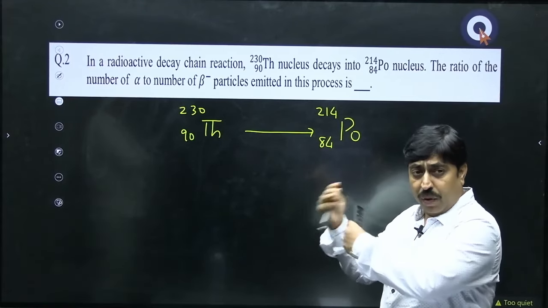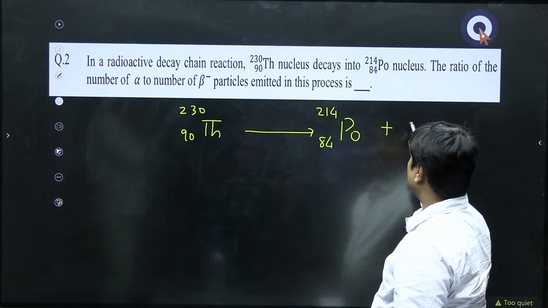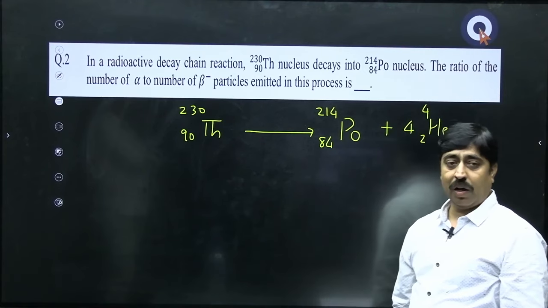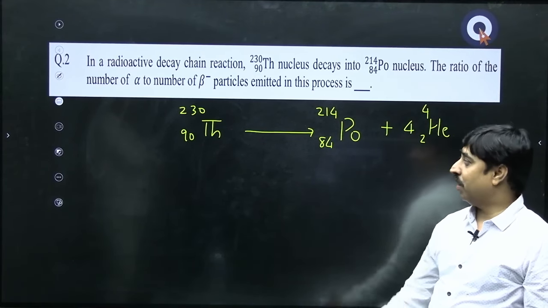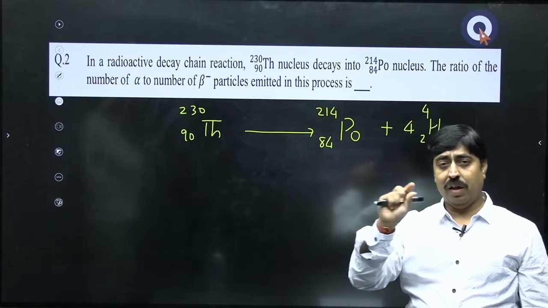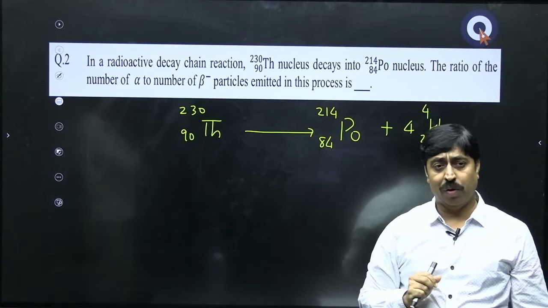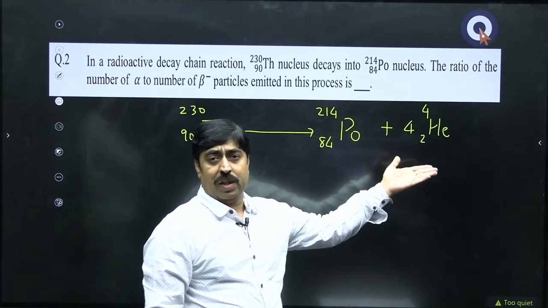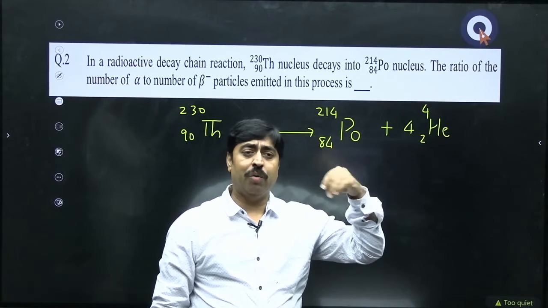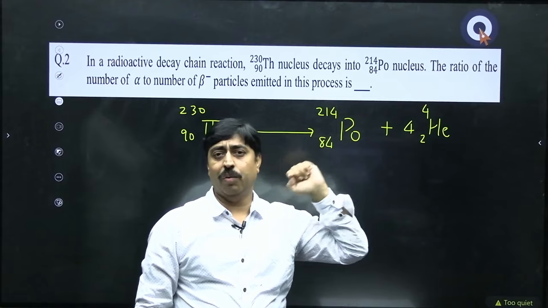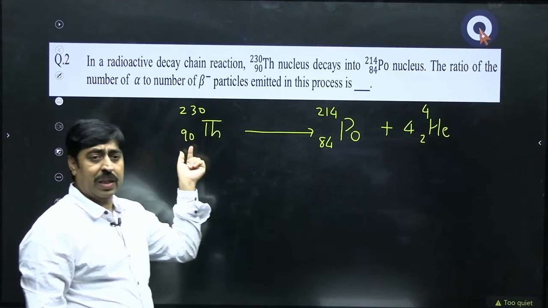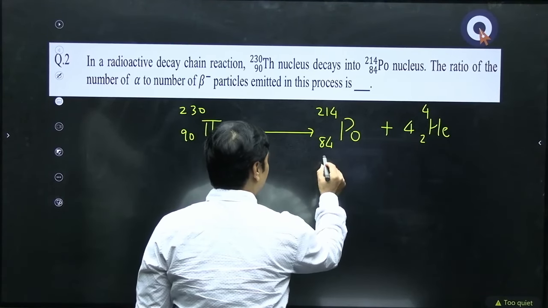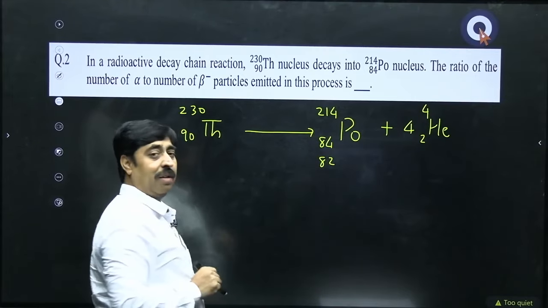During this conversion, in multiple steps, 4 alpha particles were emitted. That is guaranteed. Why? Because the mass number has gone down by 16, and in every alpha emission, mass number decreases by 4. So a total of 4 alpha particles have been emitted. Now, if 4 alpha particles have been emitted, then 4 into 2, that is 8 units of positive charge, has been thrown out of the nucleus. So the atomic number must fall to 82 actually. 90 minus 8 is 82.